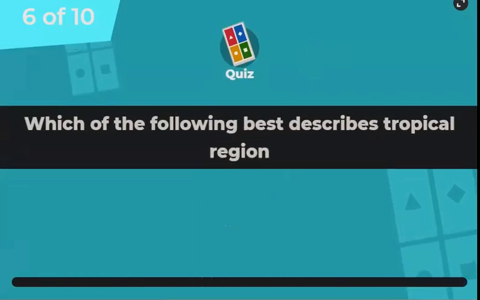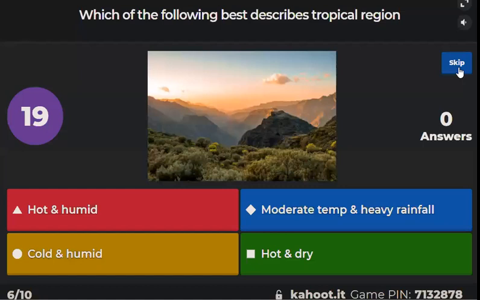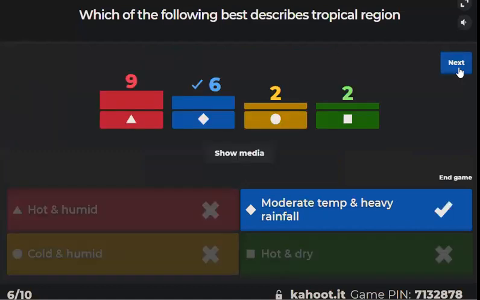Which of the following best describes tropical region? Hot, humid, moderate, and heavy rainfall. Tell me, cold, humid, hot, and dry. Easy. Yes, moderate temperature and heavy rainfall. See, this is the best option, right? You have to choose the best option in subjective. Okay, red one is also correct when you talk about subjective, but when you talk about multiple choice, you have to choose the best option, okay?